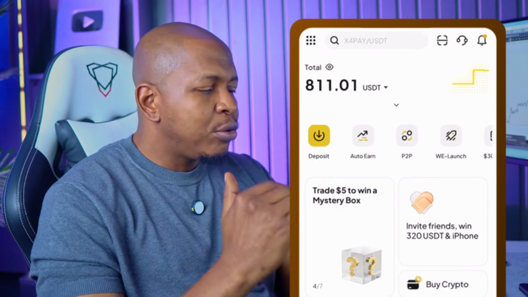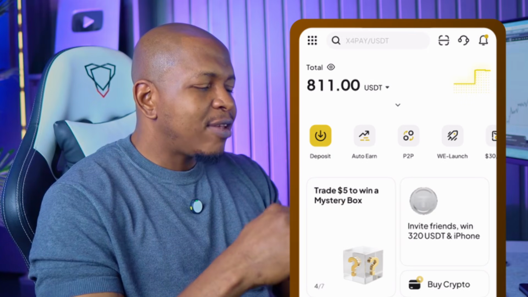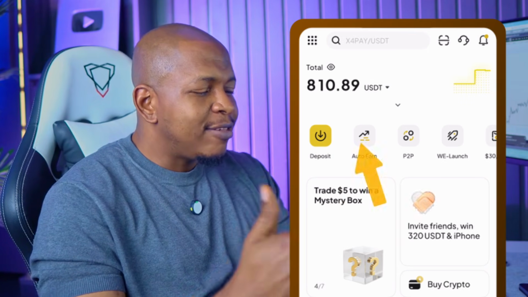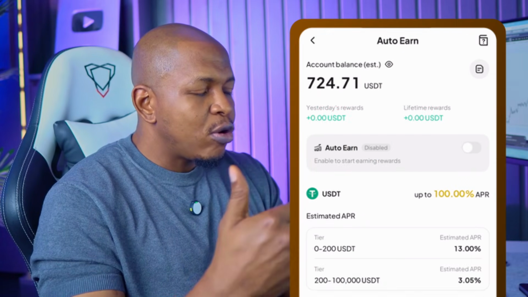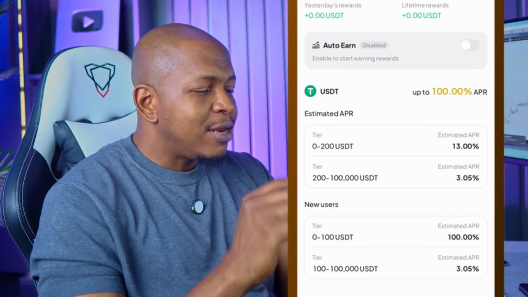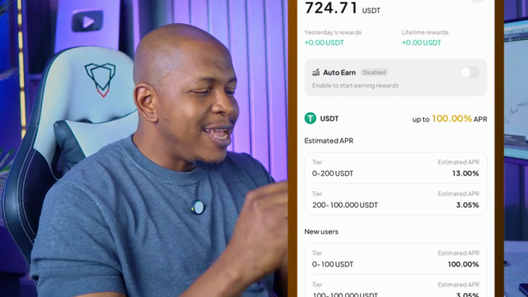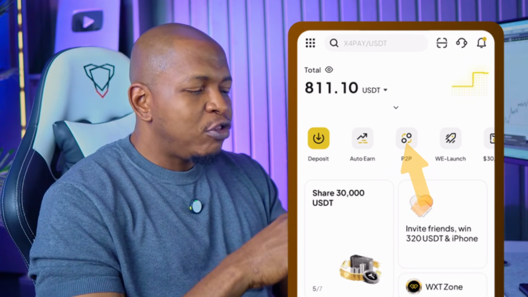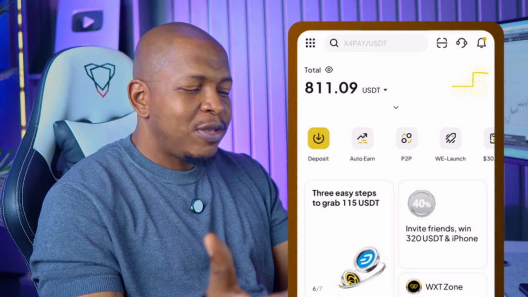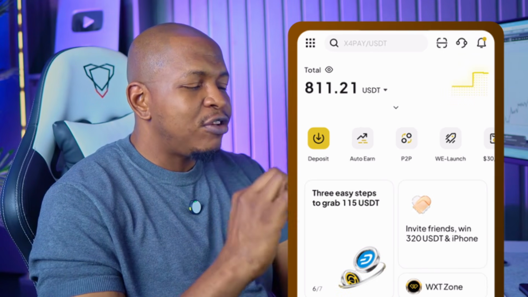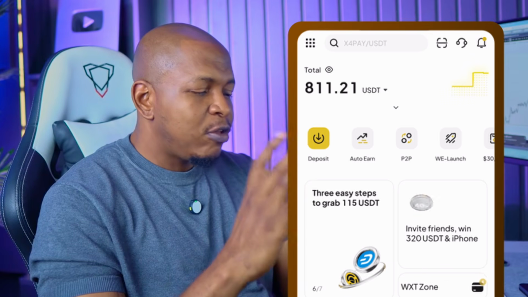In the upper menu, you can see deposits. This is how you deposit crypto into your account. You can also see auto earn. Let's say you have money in your accounts that you're not using to trade. You can use it to earn interest on that money if you put it in auto earn. Then P2P, I believe you guys know what P2P is, but currently Weex does not have P2P if you are in Nigeria, but if you're in other countries, you can use the P2P.